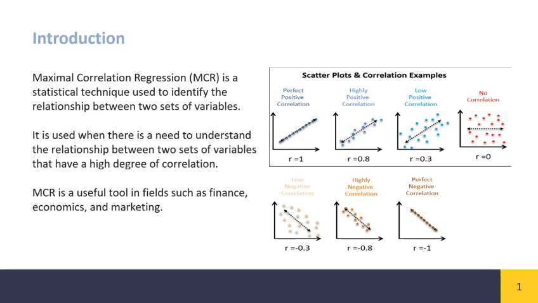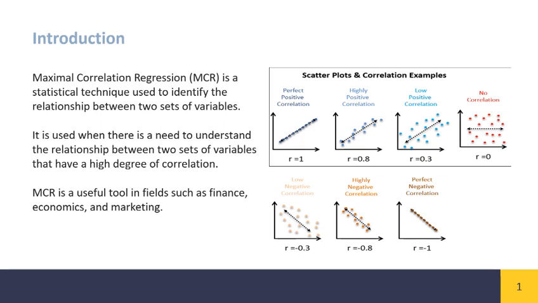On the right side of this slide, we have seven graphs which are scatter plots and correlation examples. The first graph is r equals 1. When r equals 1, it is perfect positive correlation. When r equals 0.8, it is highly positive correlation. When r equals 0.3, it is low positive correlation. And when r equals 0, it is a horizontal straight line.